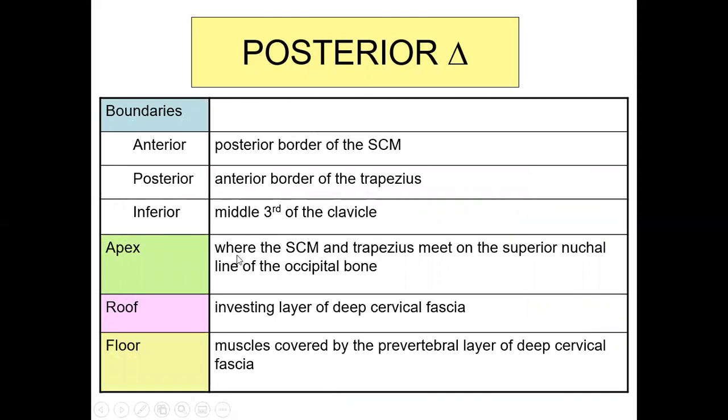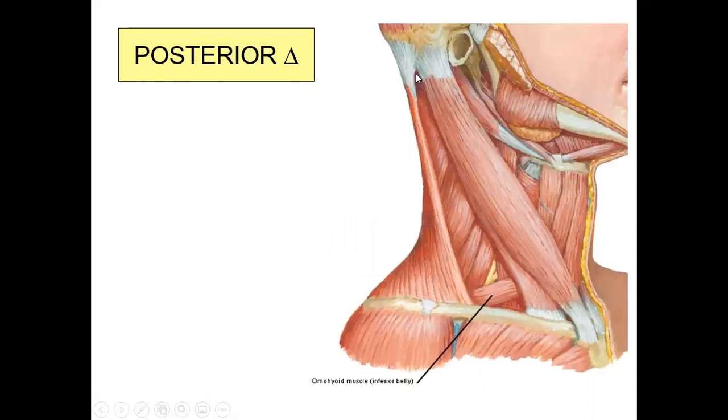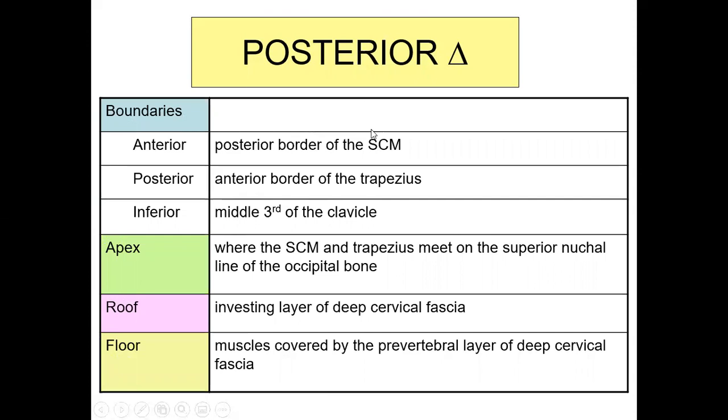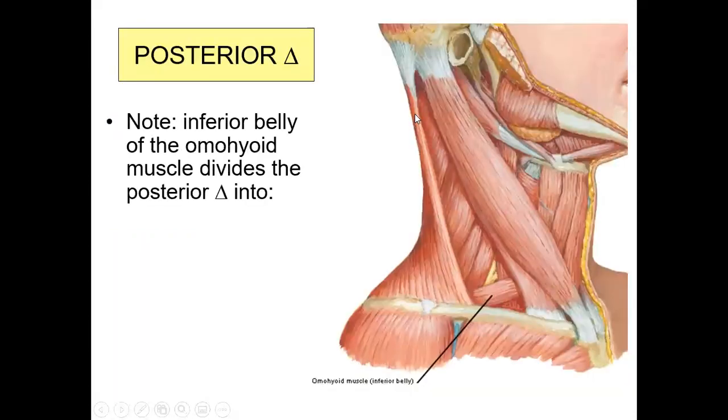The apex is where the sternocleidomastoid muscle and the trapezius muscle meet on the superior nuchal line of the occipital bone. This is the apex, the pointed part. The roof is covered by the investing layer of the deep cervical fascia, and on the floor we have the muscles covered by the prevertebral layer of the deep cervical fascia. That is regarding the posterior triangle of the neck.